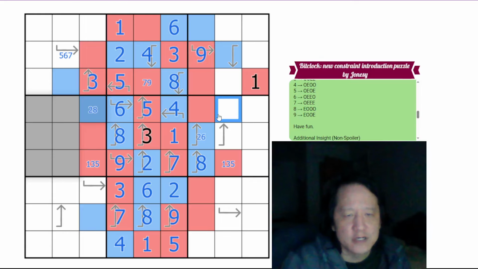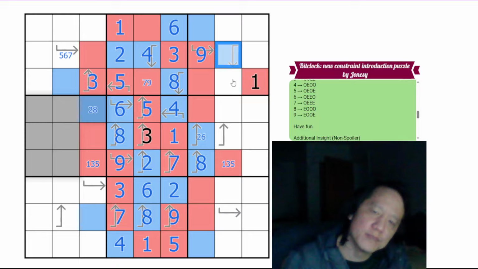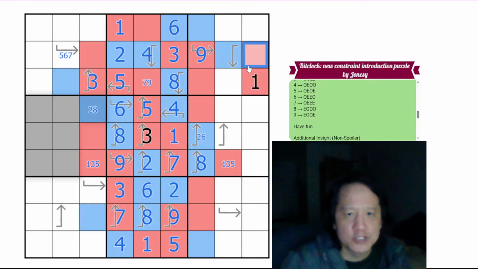This is an odd digit. We have 5 odds in column 7. So this can't be odd. This is even. This is an even digit. So this must be off in the 1's bit, which is odd.